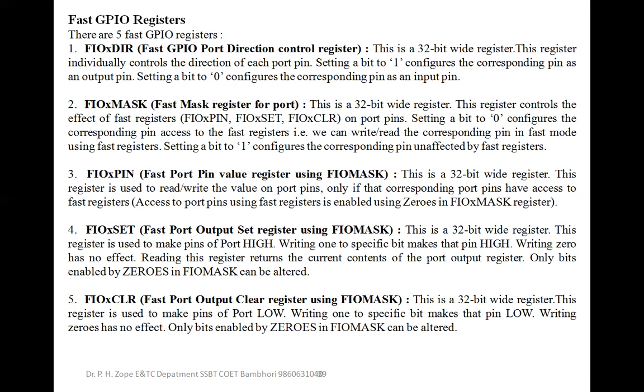Now the second register is FIOXMASK. Actually, such a register is not present in your slow GPIO register set. This is a newer register, so one extra register is joined with our register set. It is called the fast mask register for ports. In most cases we will need masking of the bits, so the purpose of this register is to do the masking. That is why it is named the fast mask register for port.